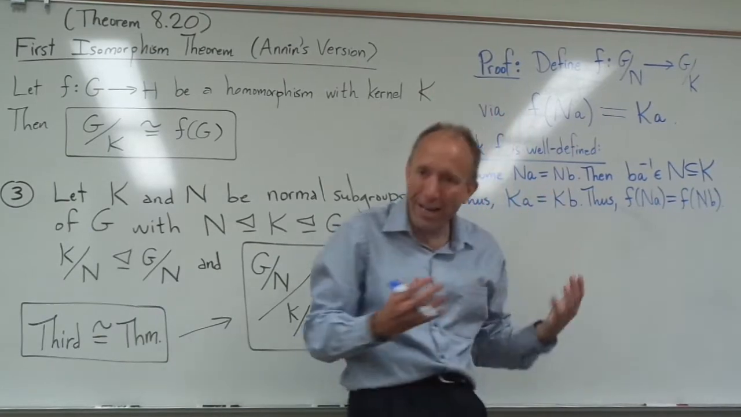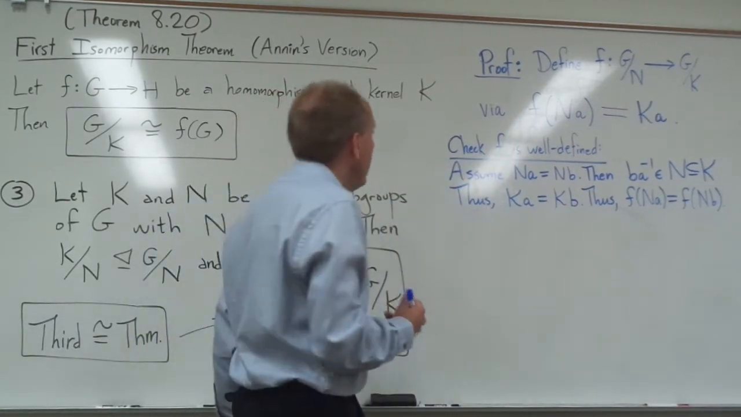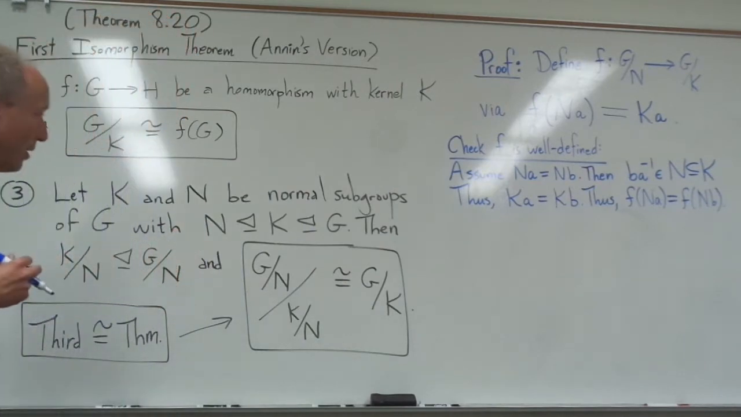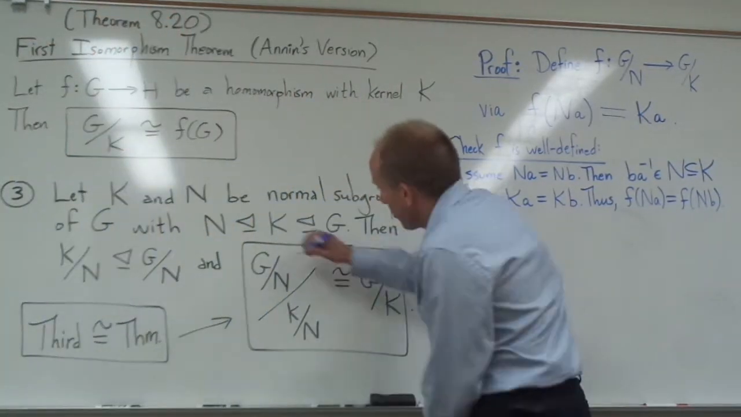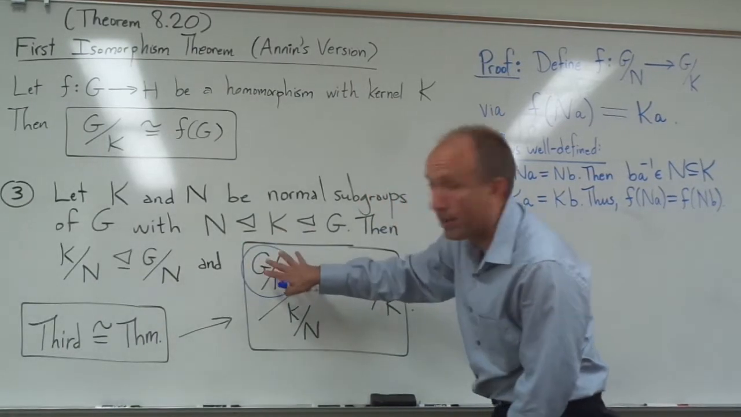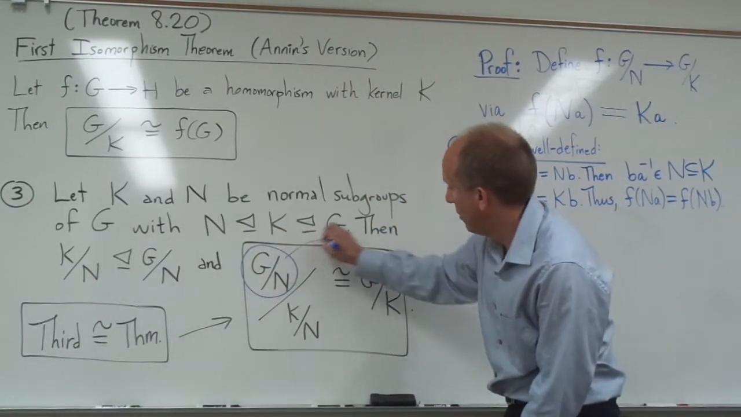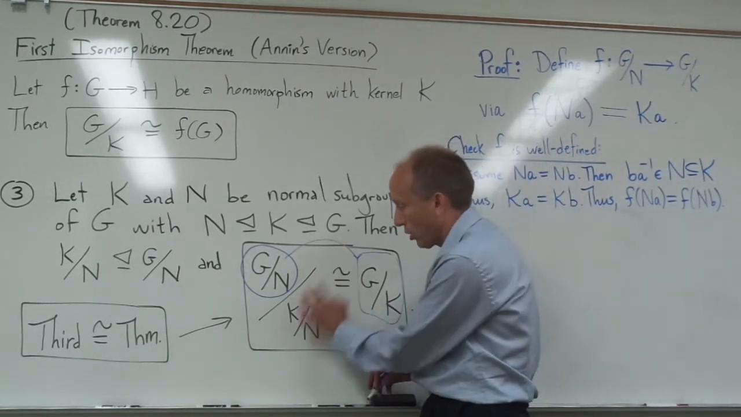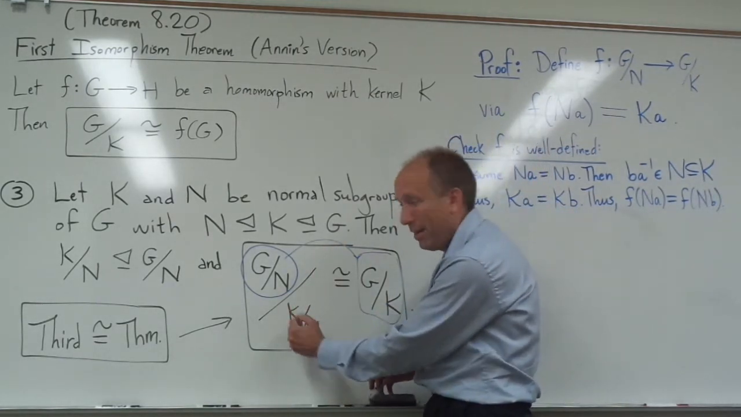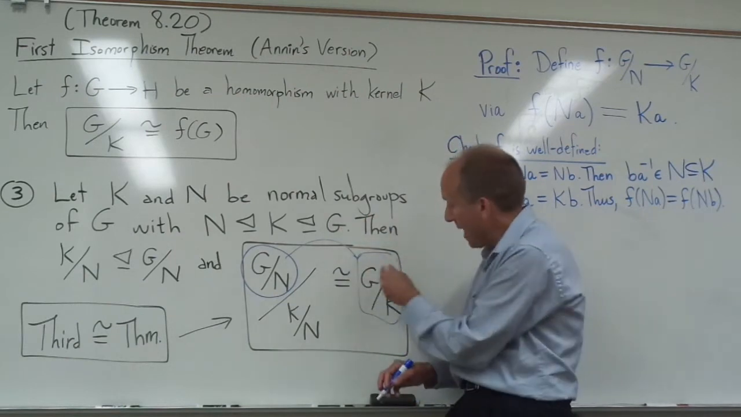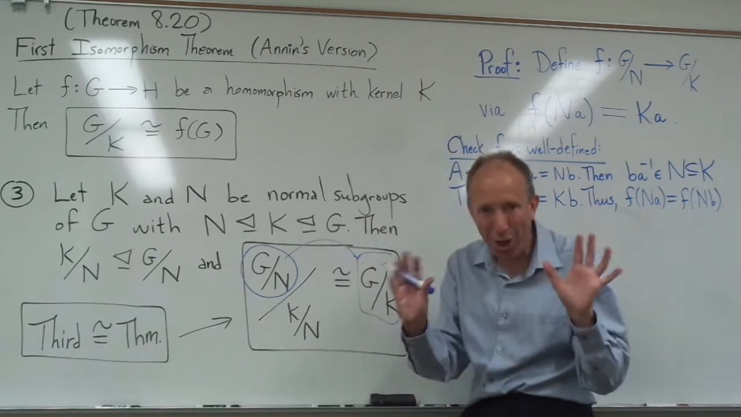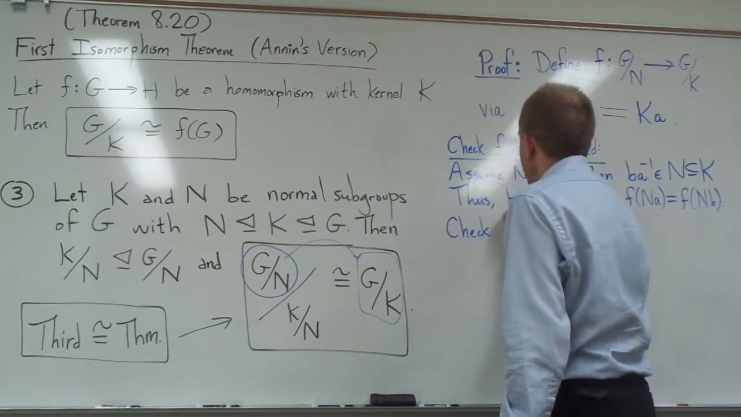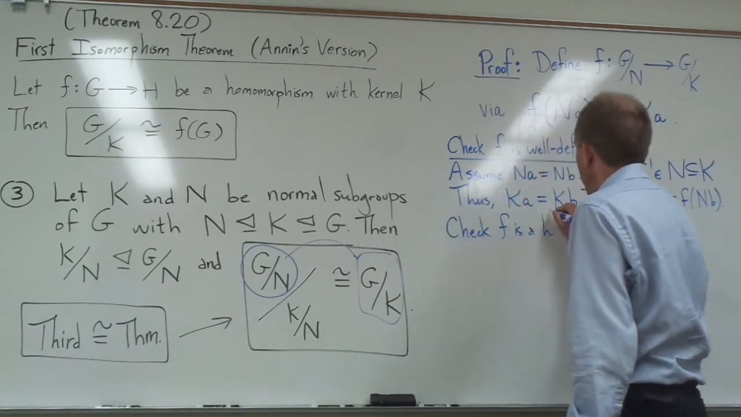Once it's well defined, now I can go forward and check some other things about this function f that we have created here. Okay, so again, I've created a function that goes from the top of this left side over to the right side, and I'm going to check that hopefully its kernel is exactly K mod N, and hopefully its image is exactly G mod K. We're going to check all of that. Let me start with just the homomorphism part. So let's check f is a homomorphism.